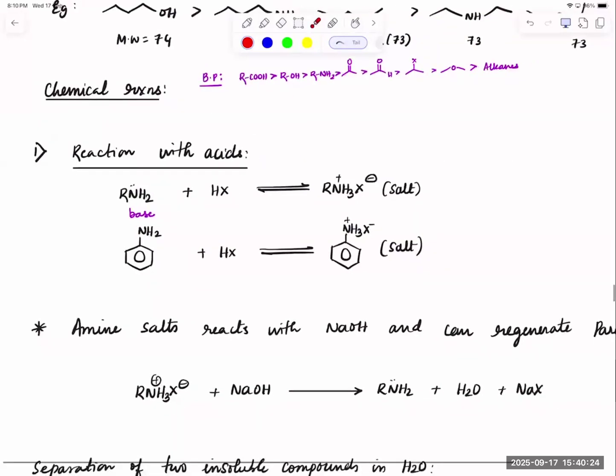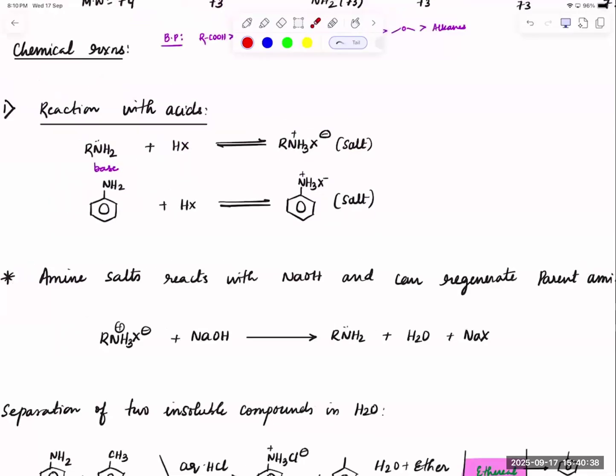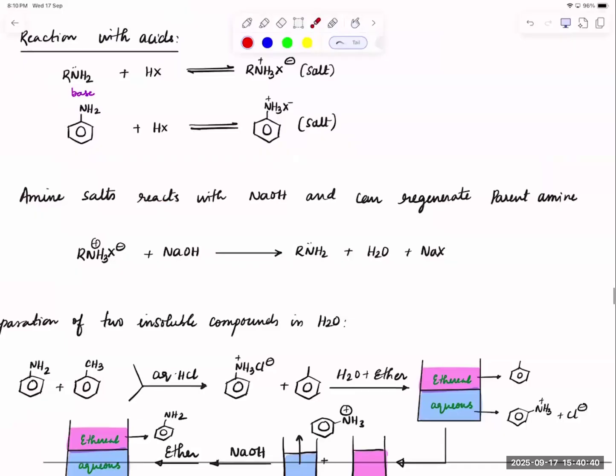But the interesting part here is this salt is soluble in water, while these amines are generally insoluble in water. So you could see how the property of solubility changed as soon as you add a small amount of acid. And that's what we'll take as an advantage specifically to separate organic compounds.